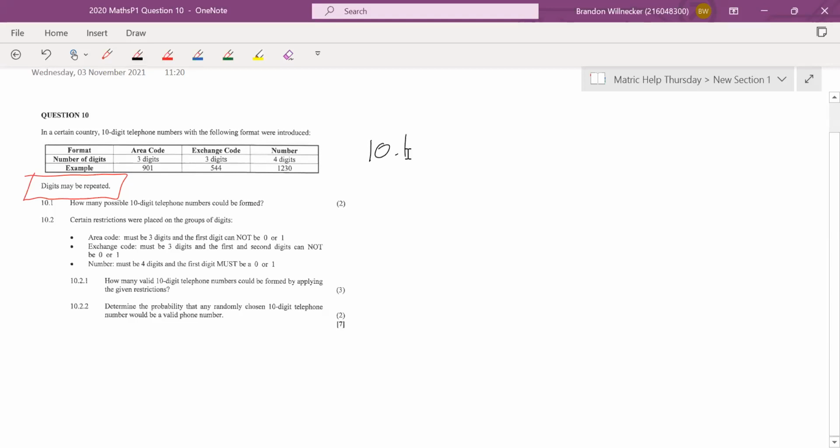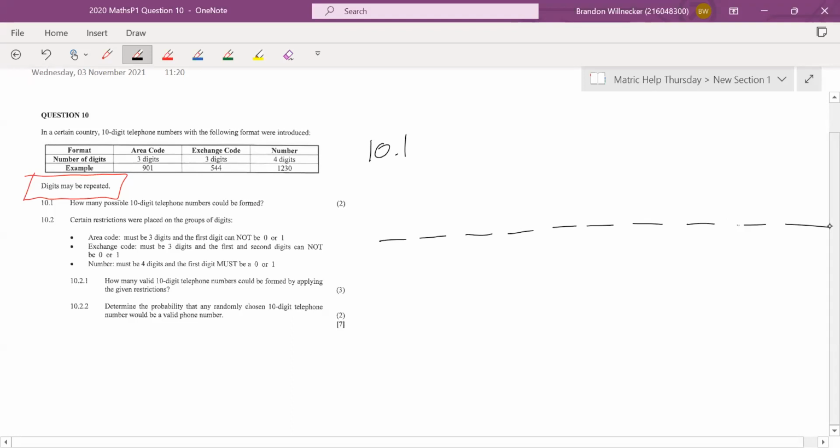10.1. Now, the way that we should tackle these questions is by writing open slots for all of the possibilities. So we're going to have 1, 2, 3, 4, 5, 6, 7, 8, 9, 10 slots for the 10 digits. Now, we know that digits may be repeated. So how many digits are there? Well, we have 0, 1, 2, 3, 4, 5, 6, 7, 8, 9. 10 digits can be used.